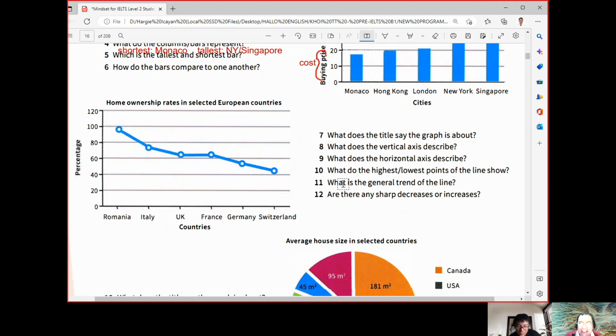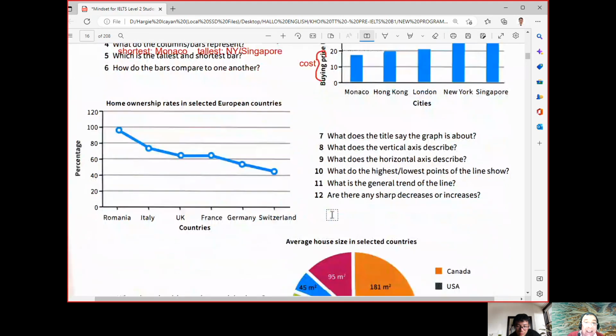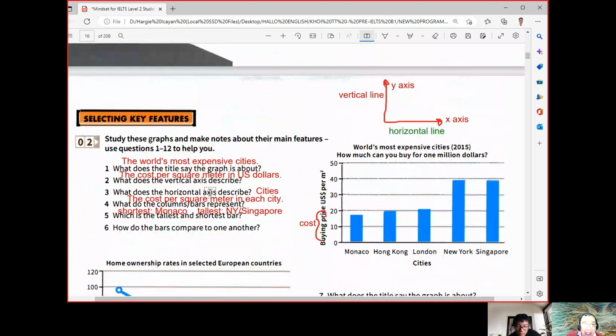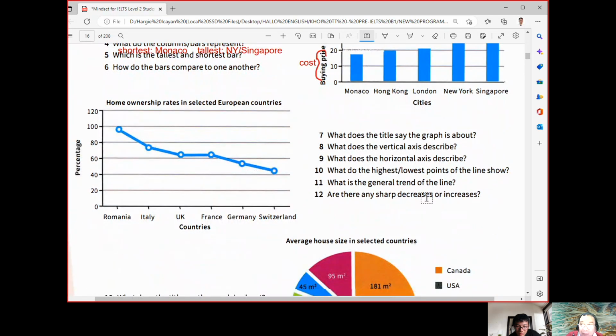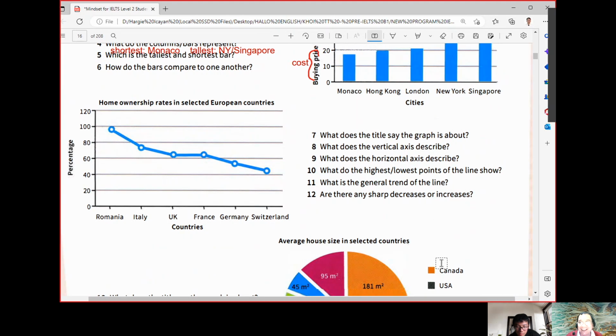Actually, it's very simple. Now, what do you think would be the things that you should understand in answering the questions that are similar in the bar graph and the line graph? What are the common questions? They're almost the same, all the same.